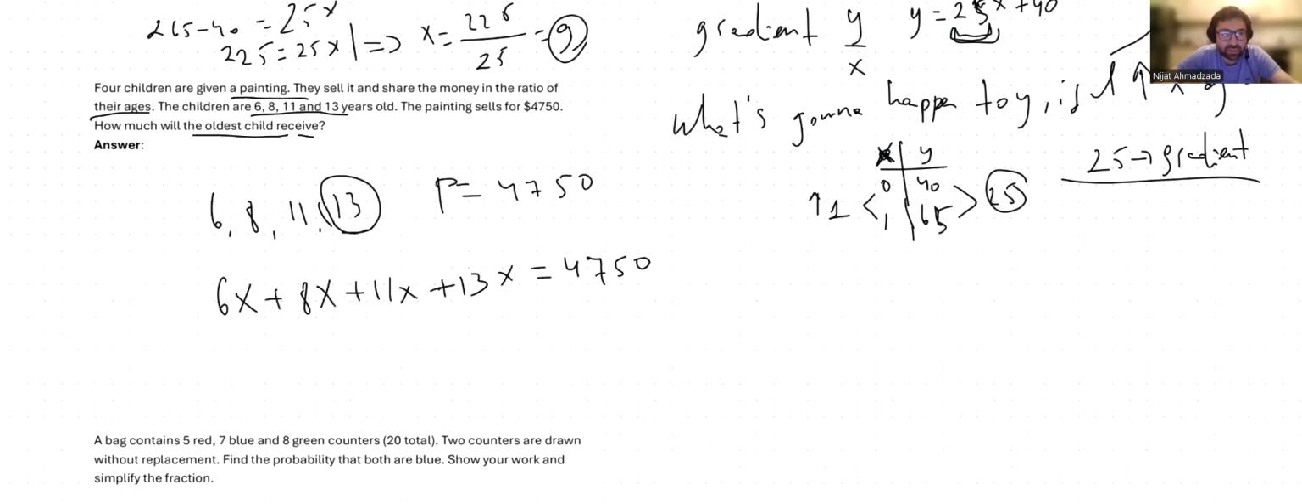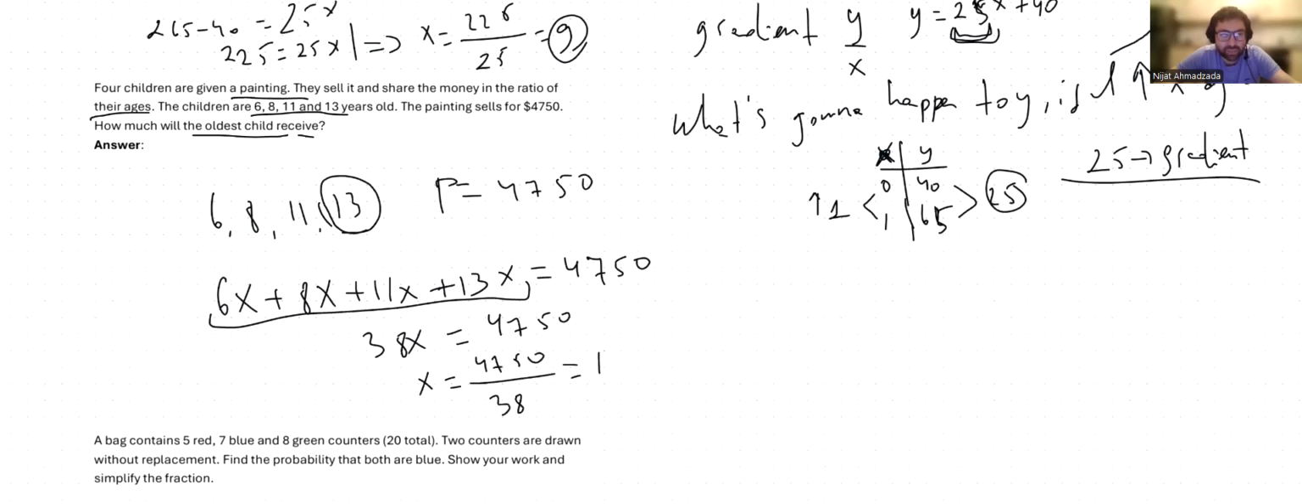So if we sum them up, we gotta get what? 6 plus 8 is 14, 25, 38x is equal to 47.50. Then x will be equal to 47.50 over 38. We got to do the calculation. One, here, what is that? 95. 95 gives me 2. And then 76, and then 19.